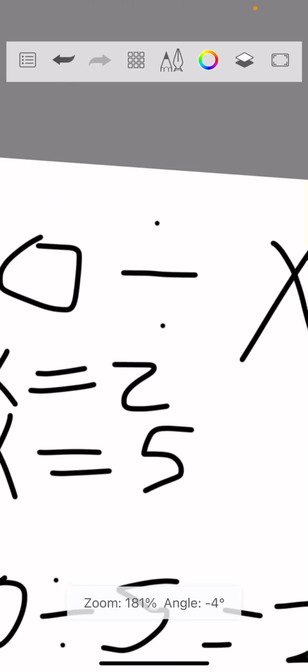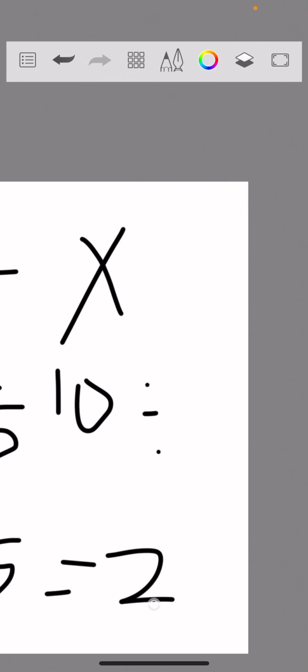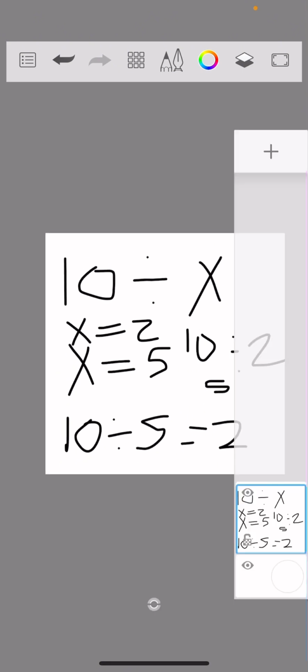Again, x can change based on the problem and what number they give you. So if it's x equals 2, you'll replace x with 2. 10 divided by 2, what is that? 5. That's pretty simple.